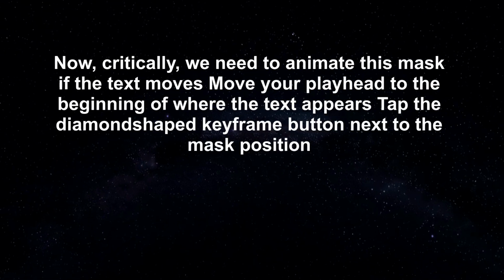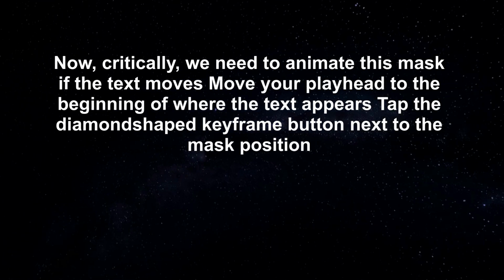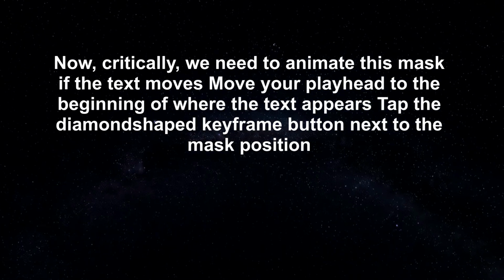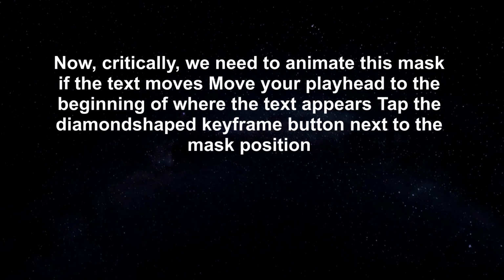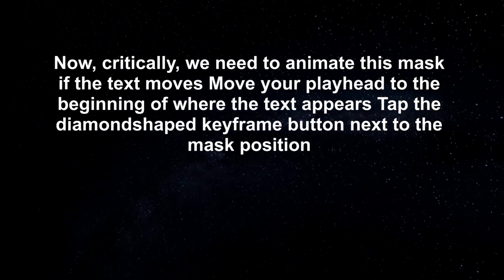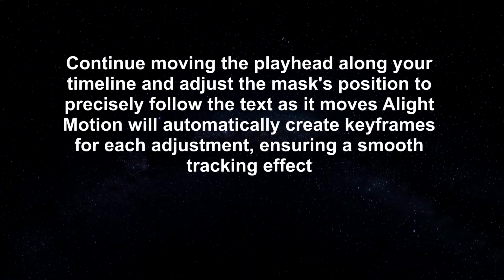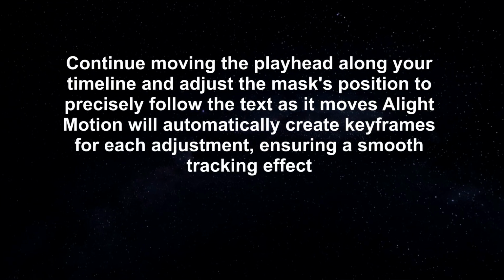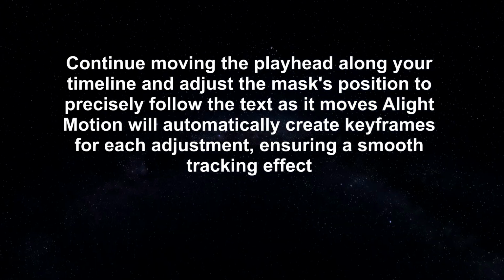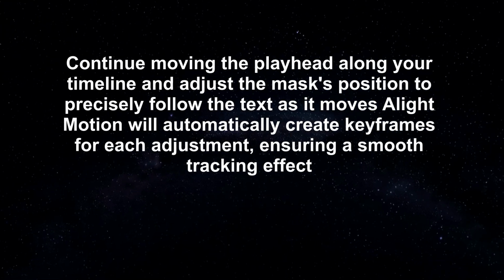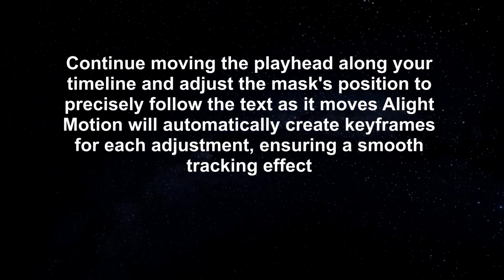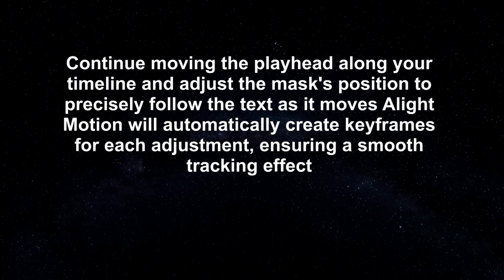Now, critically, we need to animate this mask. If the text moves, move your playhead to the beginning of where the text appears. Tap the diamond-shaped keyframe button next to the mask position. Continue moving the playhead along your timeline and adjust the mask's position to precisely follow the text as it moves. Alight Motion will automatically create keyframes for each adjustment, ensuring a smooth tracking effect.